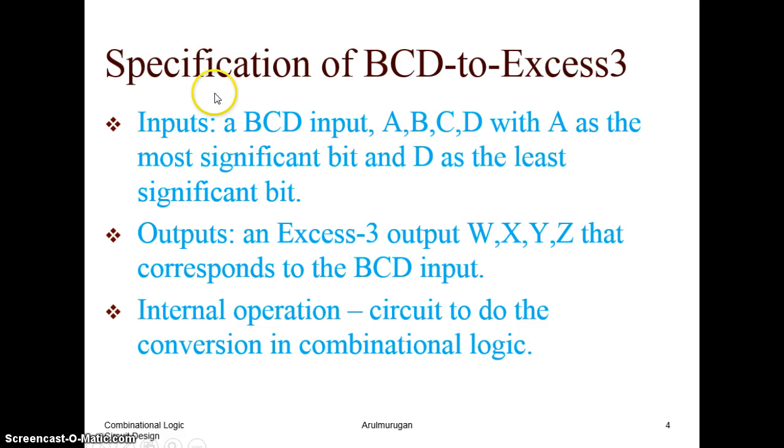Okay, the specification of BCD to XS3. Here these are the inputs. We are giving BCD input A, B, C, D, with A as the most significant bit and D as the least significant bit. The XS3 output is W, X, Y, Z, corresponding to the BCD input. For the internal operations, we use logic gates to design the conventional combinational logic circuit.